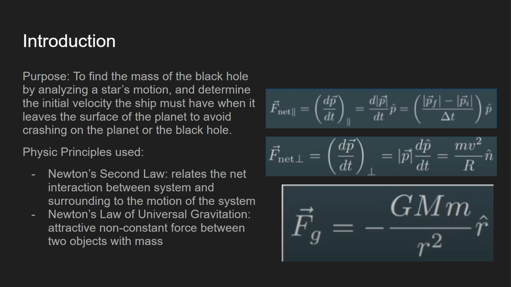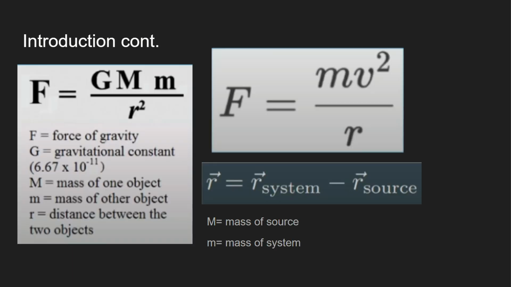We use Newton's second law, which relates the interaction between systems and surroundings to the motion of the system. We use Newton's law of universal gravitation, which is the attractive non-constant force between two objects with mass. And the equations are listed to the side right there. And then here are some other formulas that I have used.